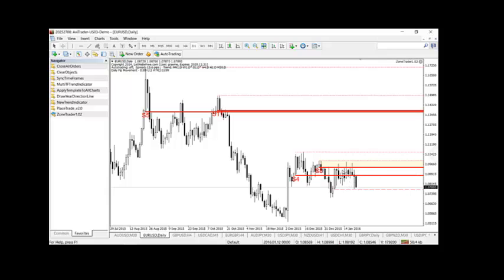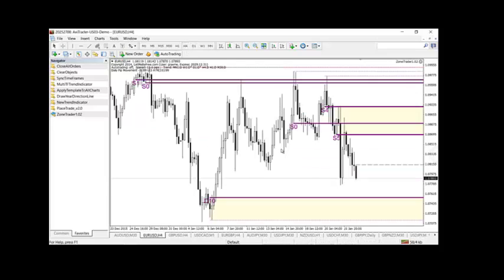So it looks like eventually the buyers actually gave up, at least for now, and price has fallen down and closed quite close to the bottom of this long wick here. So definitely a bearish sign there, but we're not too sure at the moment. So let's look at the smaller time frames.